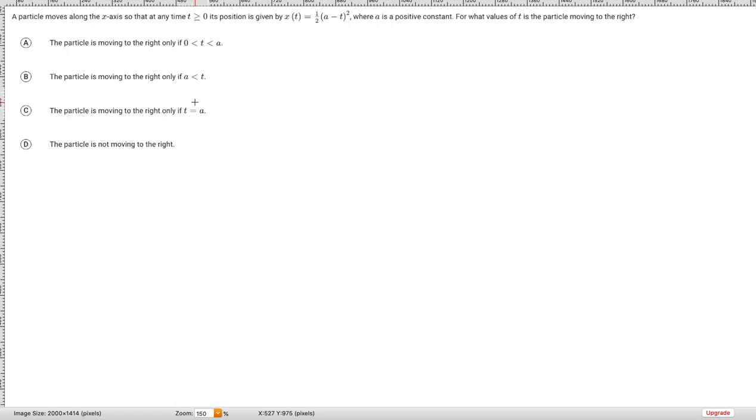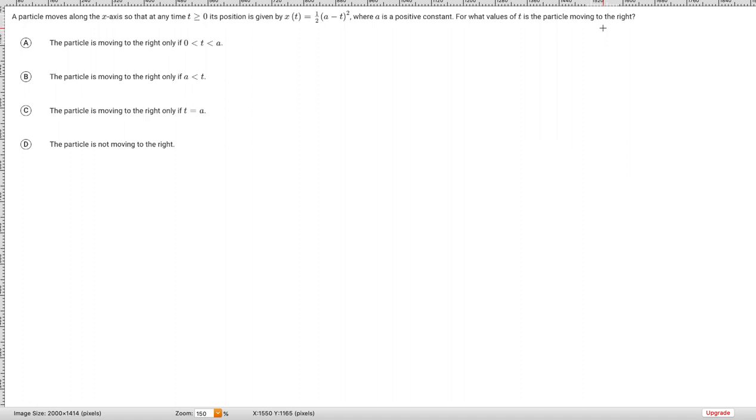It tells us that a particle is moving along the x-axis, so that at any time t greater than 0, its position is given by this function. And you have it where the positive x-axis is going to the right. It's asking us, for what values of t is the particle moving to the right? That's when the particle is moving to the right, or moving up, right? The x values are getting larger and larger.